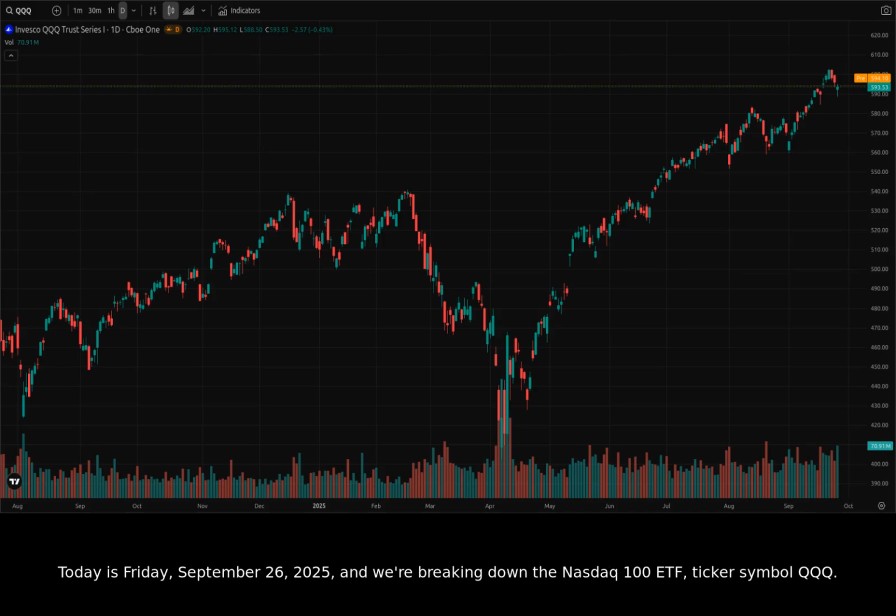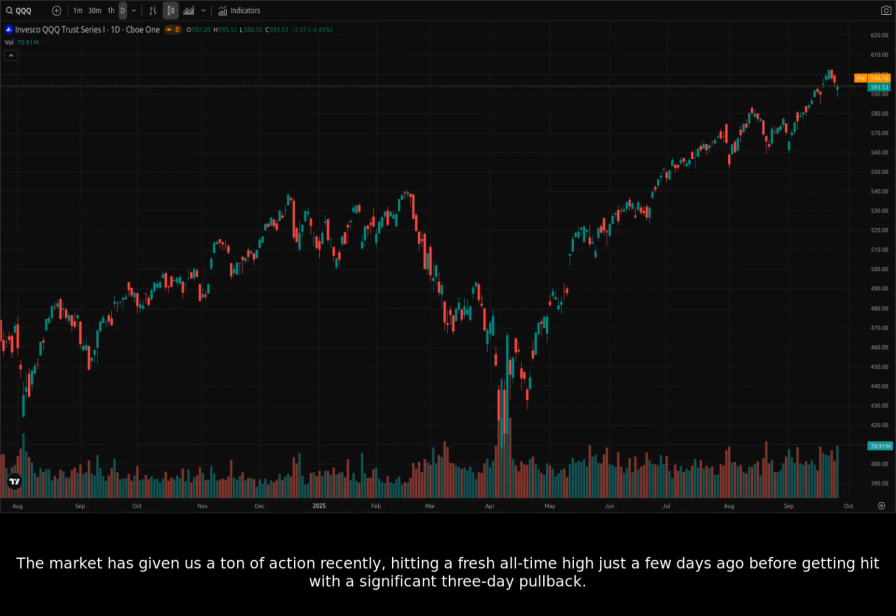Today is Friday, September 26, 2025, and we're breaking down the Nasdaq 100 ETF, ticker symbol QQQ. The market has given us a ton of action recently, hitting a fresh all-time high just a few days ago before getting hit with a significant 3-day pullback.